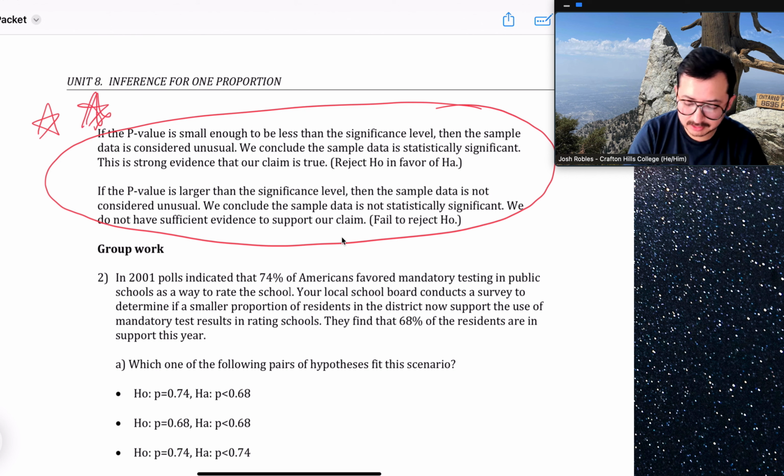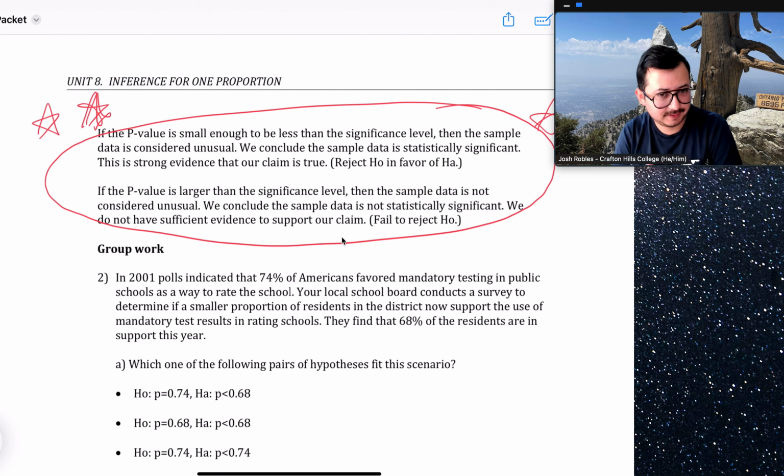p-value is the most important topic of the course. Again, I forgot, I'm not really using the star system correctly here, but p-value is the most important topic of our course. It helps us answer hypothesis tests, which is a method of inference, which is our most important topic. So this page here simplifies it the most, these two paragraphs.